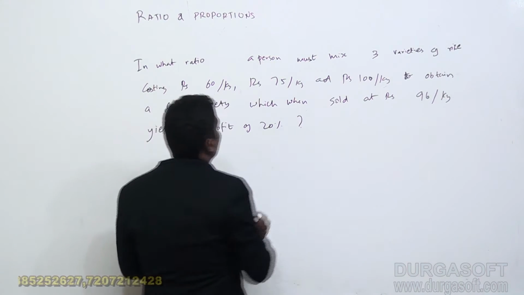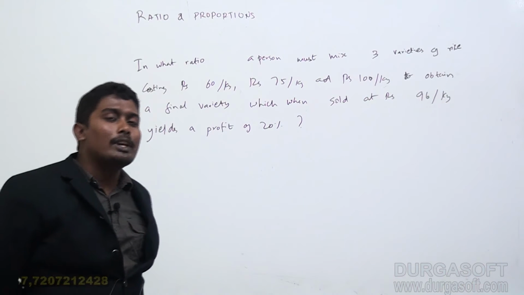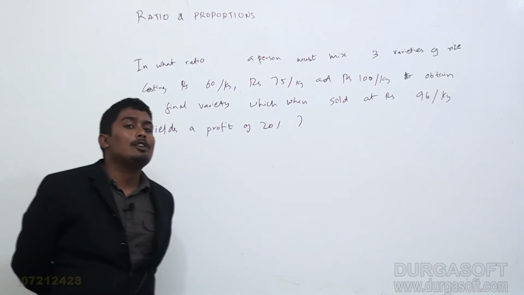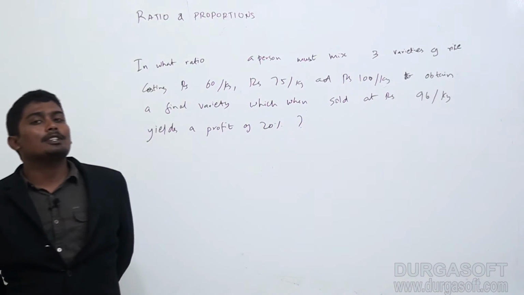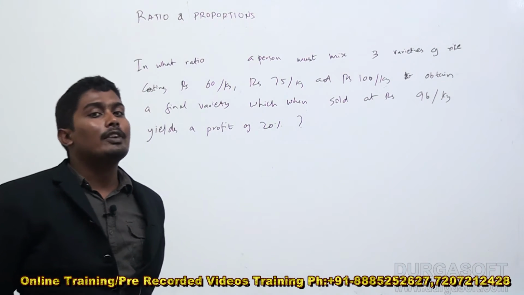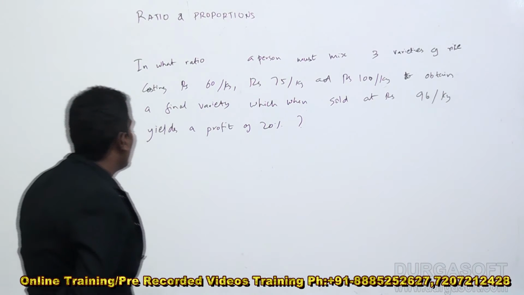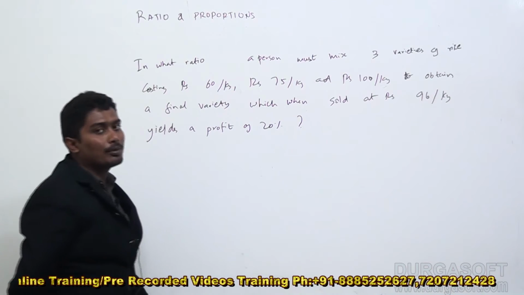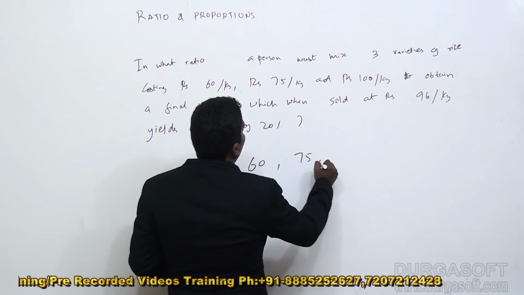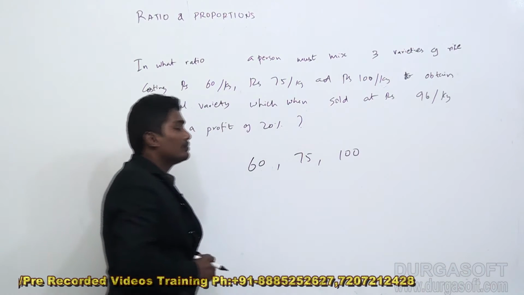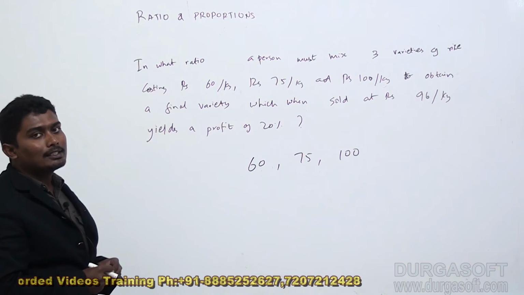Now in this question the mixture contains more than 2 elements. Till now, in the examples we have seen, the mixture had only 2 elements, whereas here there are 3 elements in the mixture. So whenever there are 3 elements in the mixture, the number of ways I can mix them is definitely more than one. So the answer that I give should depend on the answer options. Reason is, the first variety is 60 rupees, the second variety is 75 rupees and the third variety is 100 rupees.